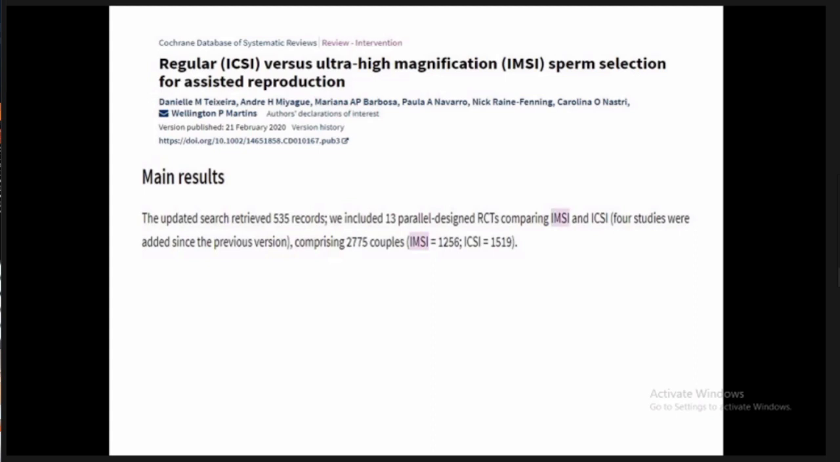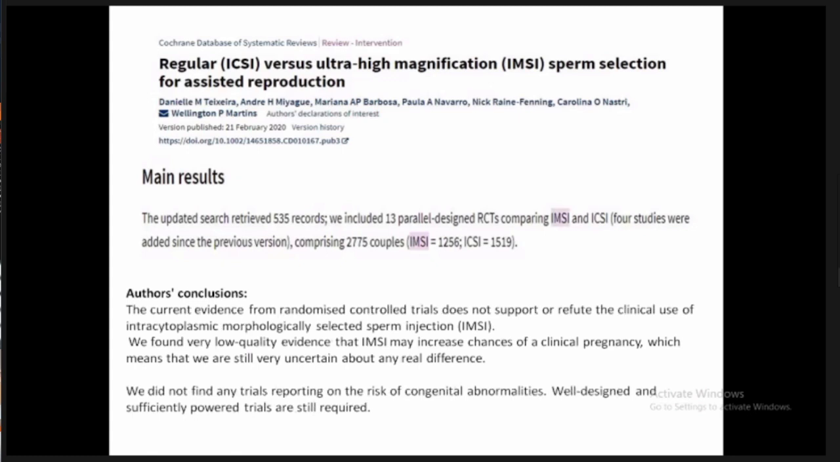And with respect to regular ICSI and IMSI, even in the Cochrane database, I found a review where they say that the current evidence from RCTs does not support or refute the clinical use of IMSI. And also they found very low quality evidence that IMSI might increase the chances of clinical pregnancy. And also they state that they didn't find any trials reporting on the risk of congenital abnormalities. And also they suggest that well-designed and sufficiently powered trials are still required.